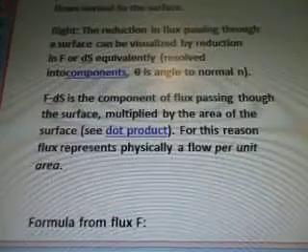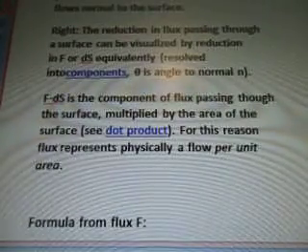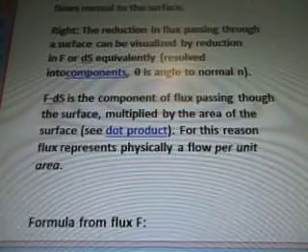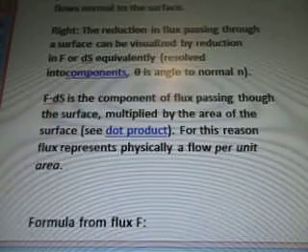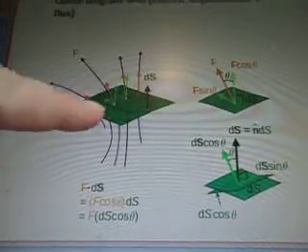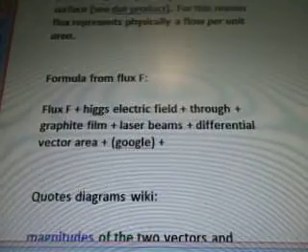Okay. F dot ds is the component of flux passing through the surface, which is this one here on the left, and multiplied by the area of the surface, F dot n dot ds. For this reason, flux represents physically a flow per unit area. So it's divided into little squares. Okay. Formula from Flux F.